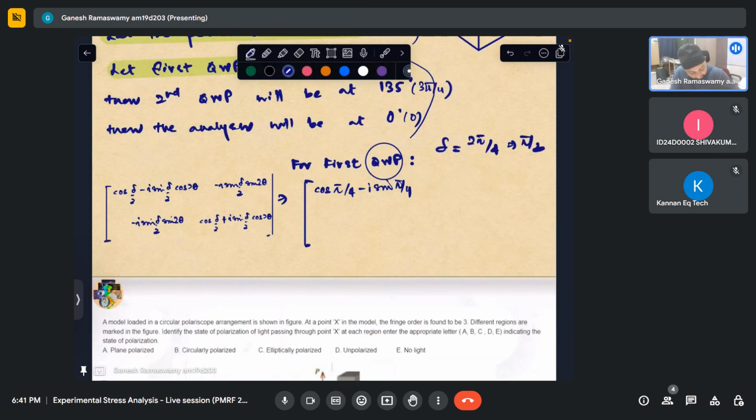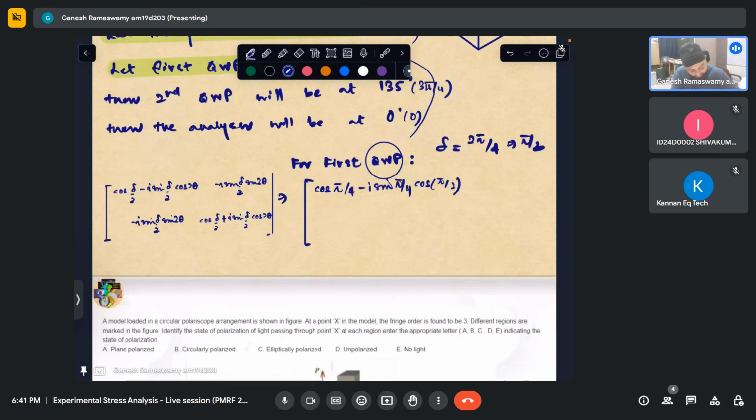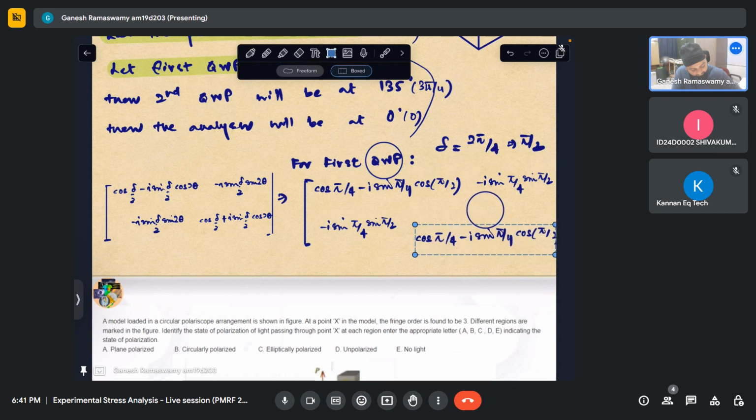So this will be cos pi by 4, into 2 theta, so this will be pi by 2. So this is minus I sin pi by 4 sin pi by 2. The off diagonal element will be the same, and the other one will be just the opposite sign of this. It will just be plus.